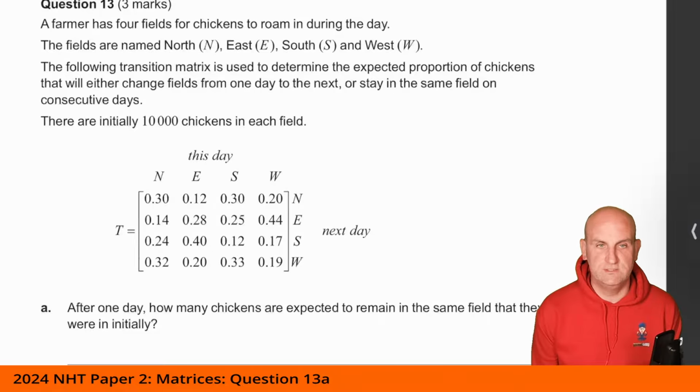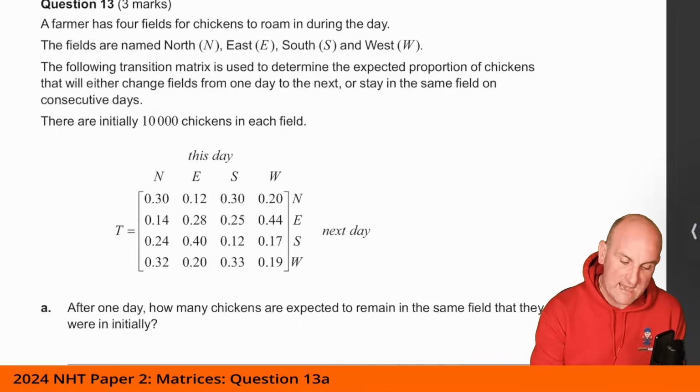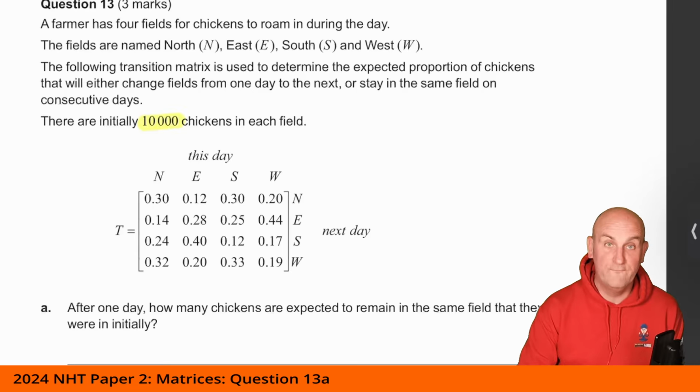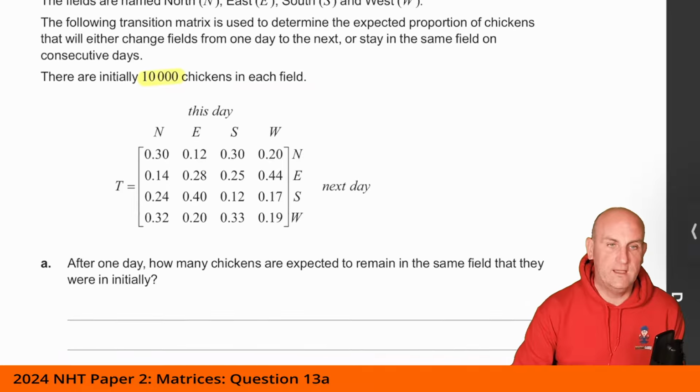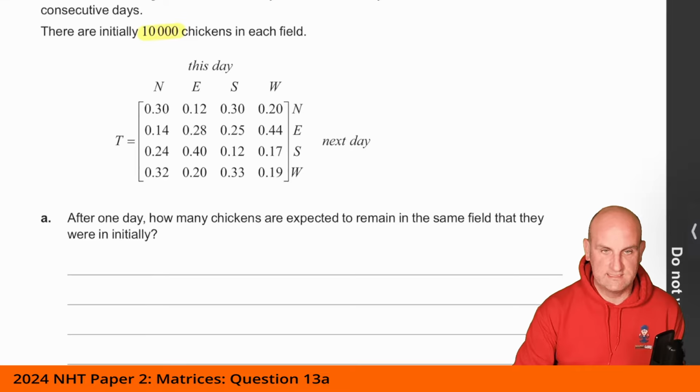The following transition matrix is used to determine the expected proportion of chickens that will either change fields from one day to the next or stay in the same field on consecutive days. There were initially 10,000 chickens in each field. 40,000 chickens in total. Crazy. All right, after one day, how many chickens are expected to remain in the same field that they were initially in?